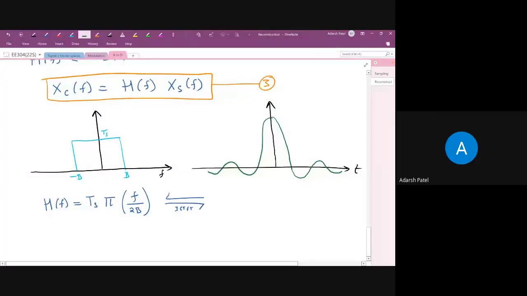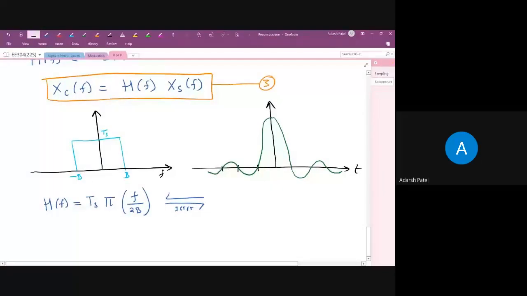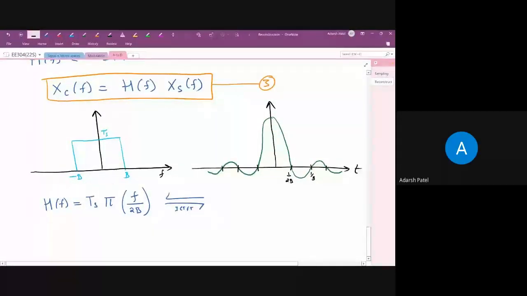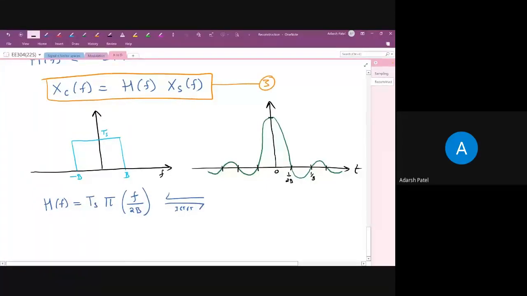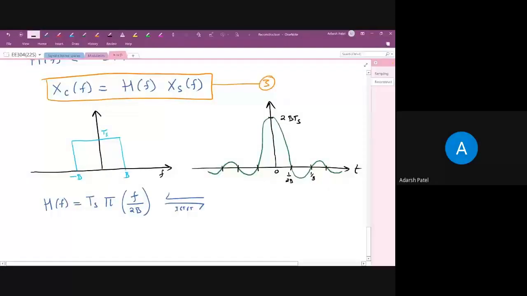Like this. And these zero crossings are happening at 1 upon 2b, 1 upon b, and so on and so forth. And this is 0. The maximum amplitude is 2bTs. And this is nothing but h(t).